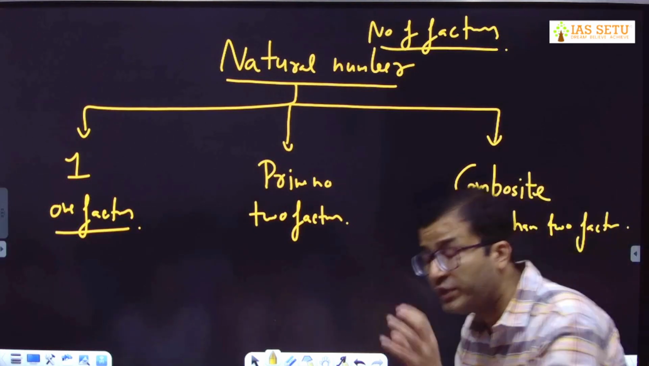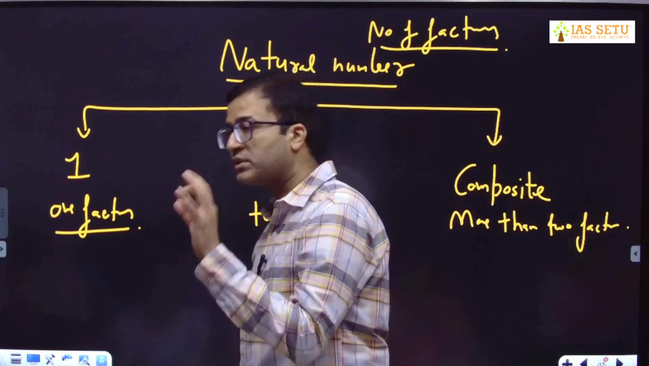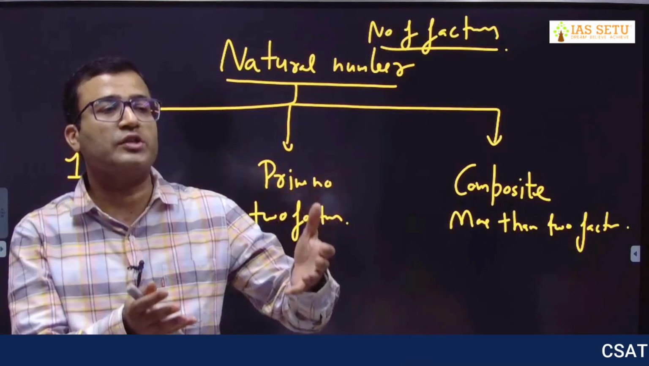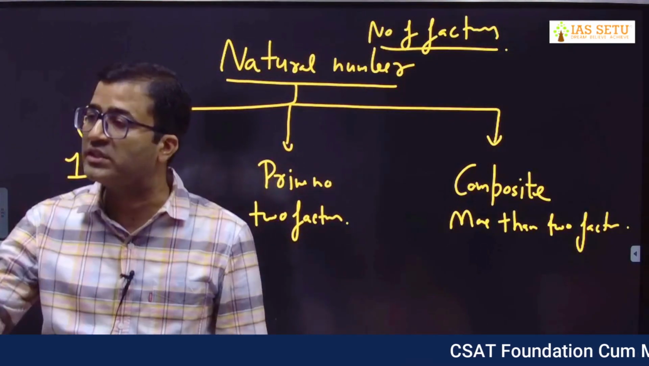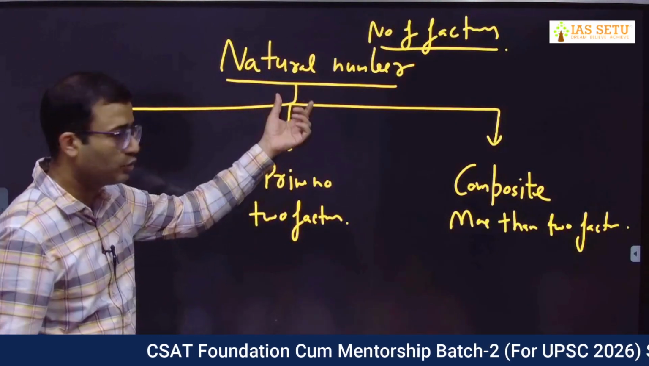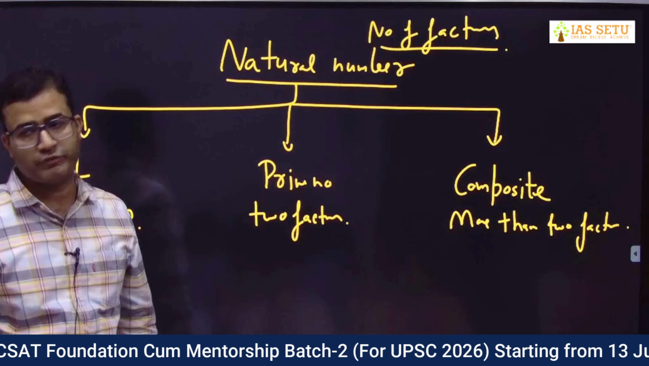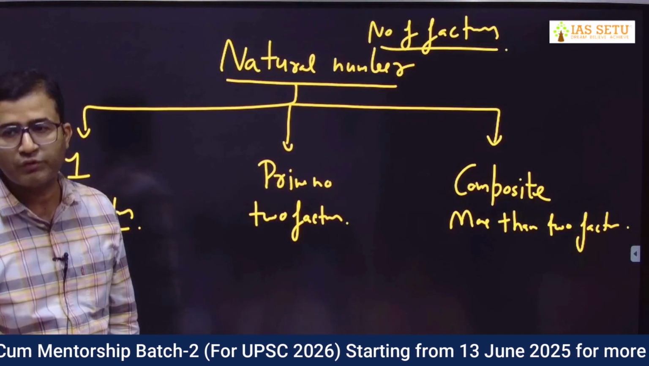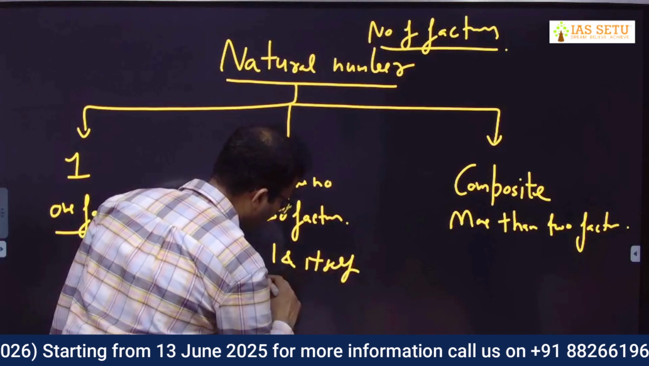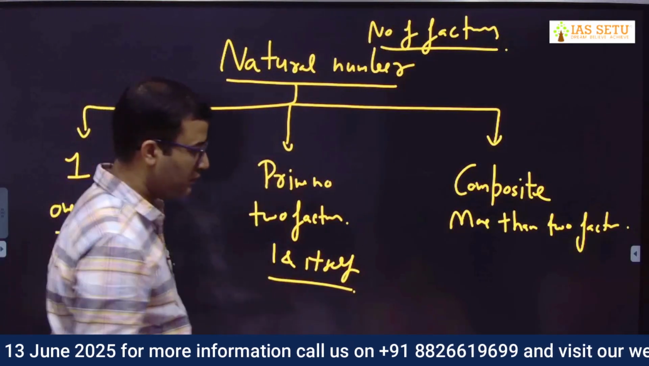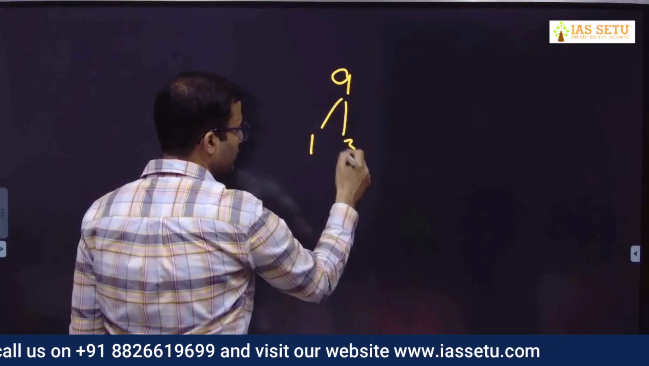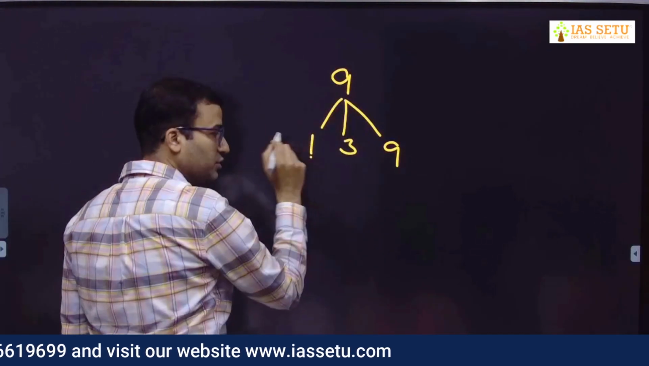But actually we have to understand one thing. There is a person who categorized those natural numbers which have exactly two factors, and they started calling these prime numbers. So what is a prime number? Prime numbers are those natural numbers which have exactly two factors. And what are these two factors? 1 and the number itself. I think all of you know factors. Let me brief those who don't know. 9. What are the factors of 9? 1, 3, 9.